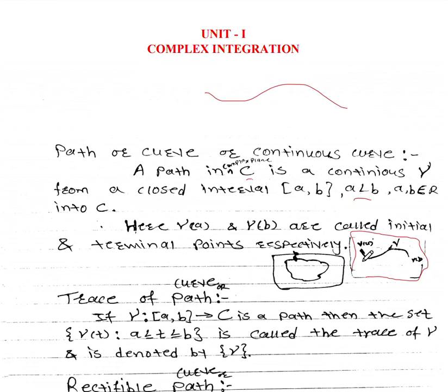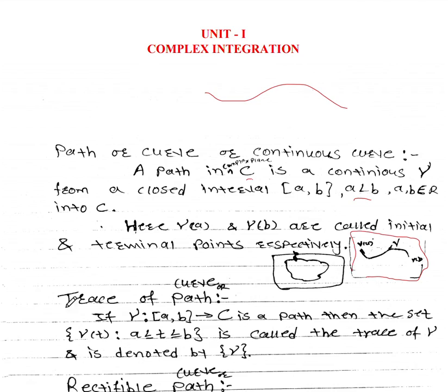So this line is called a curve, that is the gamma curve, and the initial point is gamma of a and the ending, terminal point is gamma of b. You can draw any type of curve. So this is the simple definition of the curve.